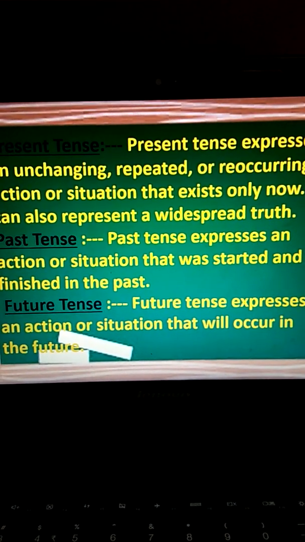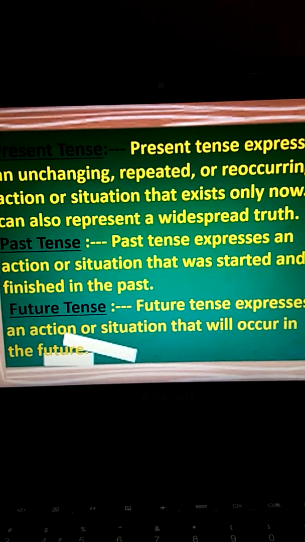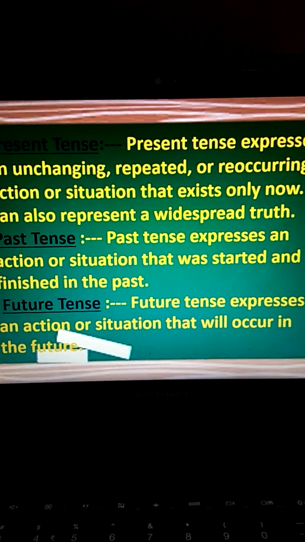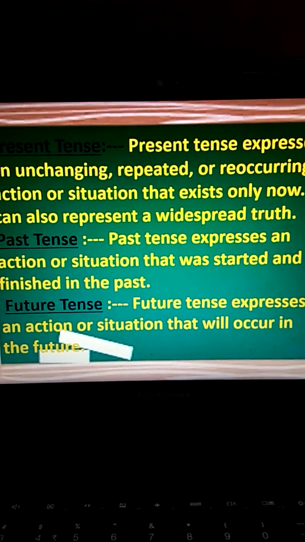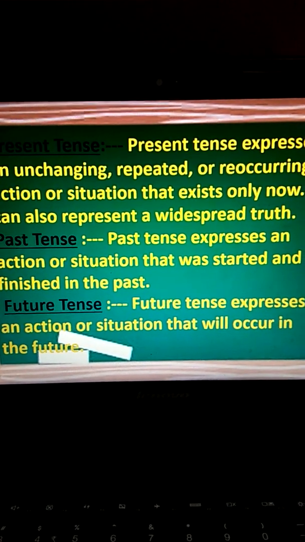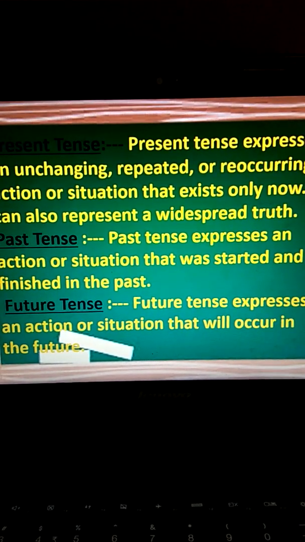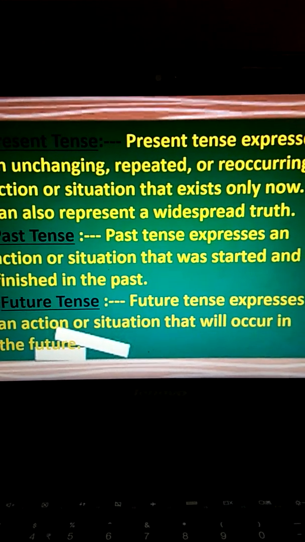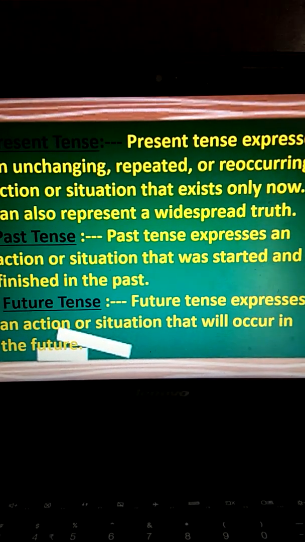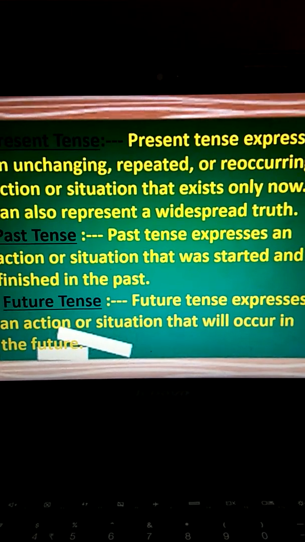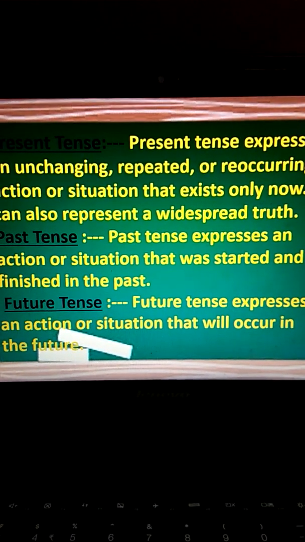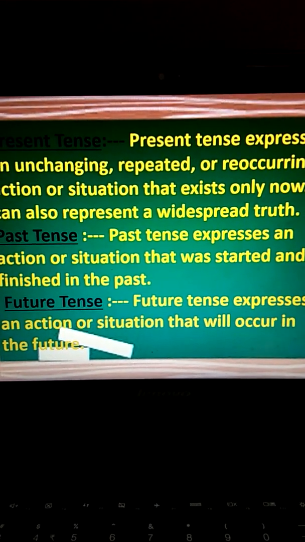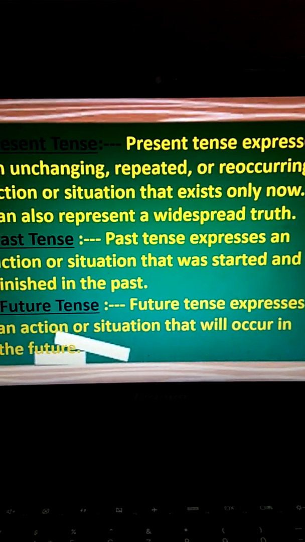Again, repeated action. An action which you repeat every day becomes your habitual action. Present tense also talks about habitual action. And finally, it expresses the widespread truth. So widespread truth is also speaking the same thing which is unchanging. Like the river flows under the bridge. Clear? We are not going to deal with past and future tense now. We will deal only with present tense.